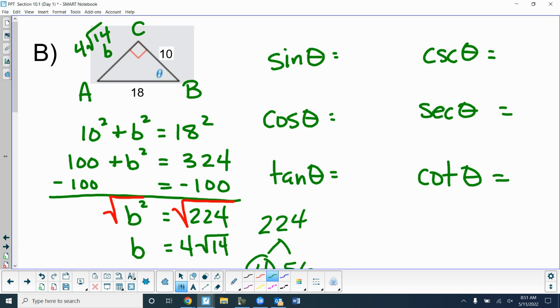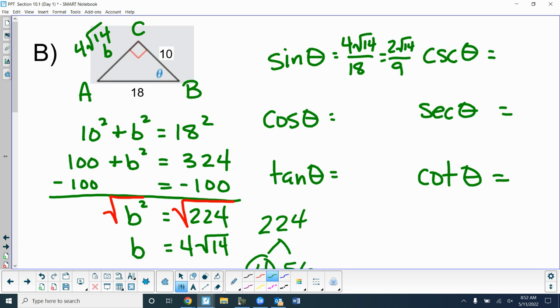Sine of theta, and theta's over here, is opposite over hypotenuse. So 4 radical 14 over 18. Can I simplify that fraction? Is there a number that goes into 4 and 18? 2. So it's 2 radical 14 over 9.